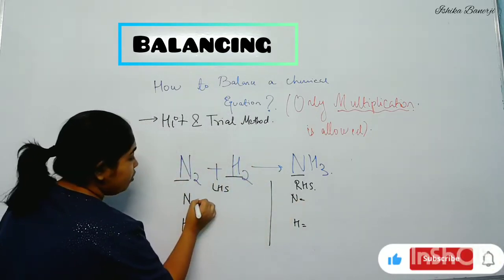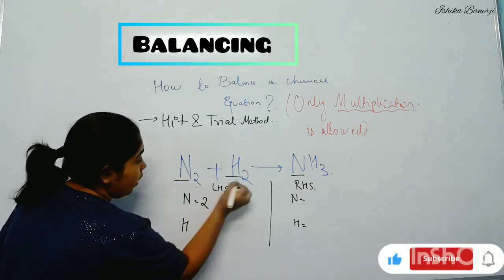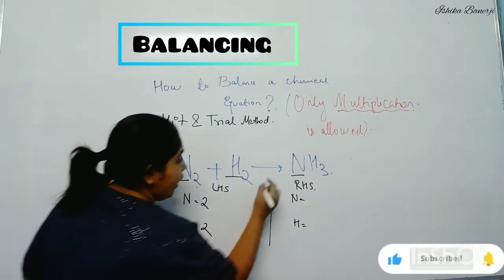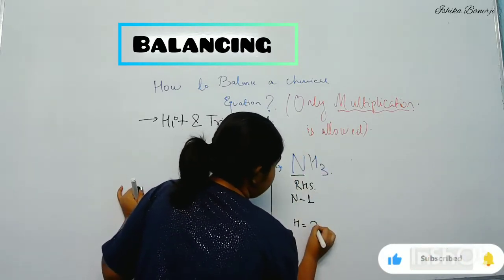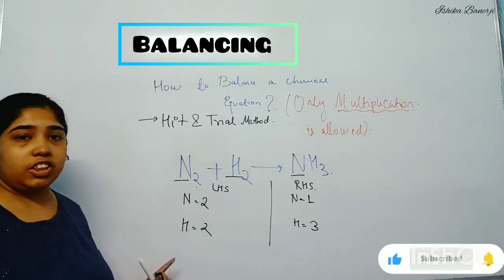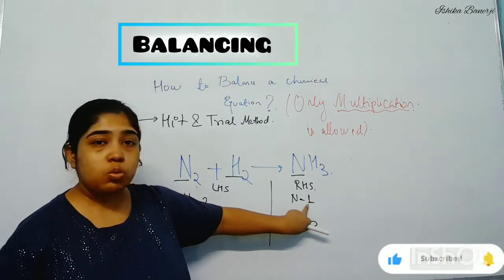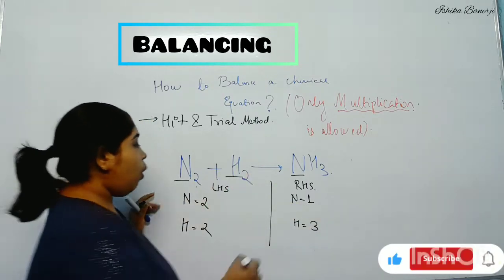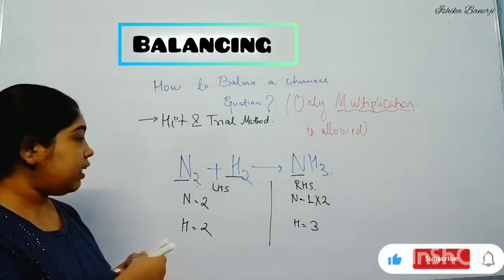Clear. Next we have to see the number of each element present. Here I can see N is 2, H is also 2. Here I can see N is 1, because nothing is written, so N is 1, and H is 3. So I can see neither N is balanced nor H is balanced. So what did I say to always do? Always make the smaller one into the bigger one. So what will I do? I will multiply this with 2. Yes or no?